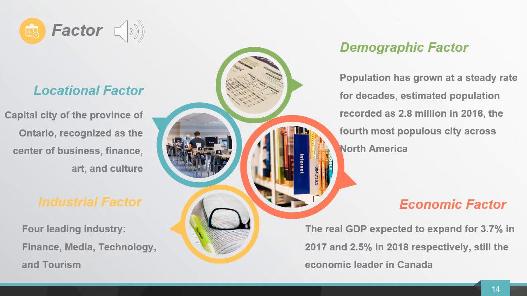The next one is the demographic factor. Toronto's population has grown for decades, with an estimated population of 2.8 million in 2016. For the industrial factor, finance, media, technology, and tourism are the 4 leading industries in Toronto. For example, Toronto hosts the Toronto Stock Exchange, which is the 3rd largest stock exchange in the Americas. For the economic factor, the real GDP of Toronto is expected to expand 3.7% in 2017 and 2.5% in 2018. It is still the fastest growing city in Canada.